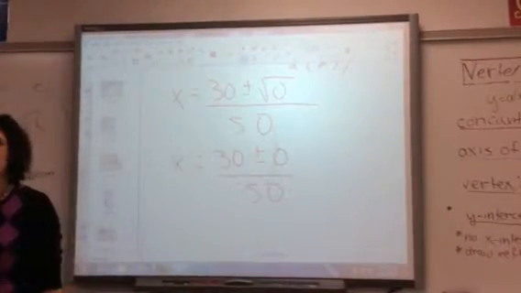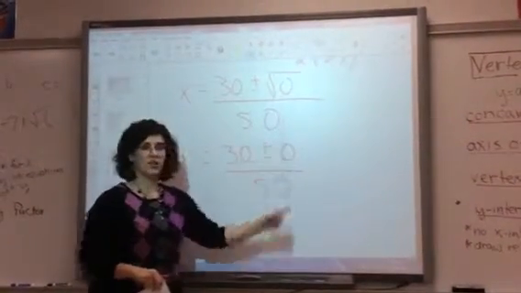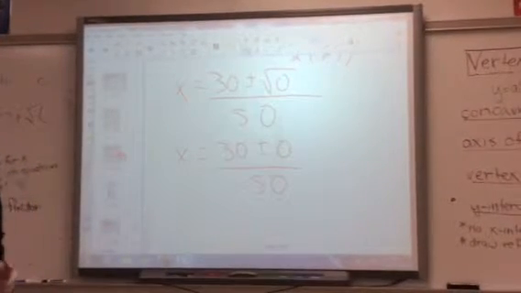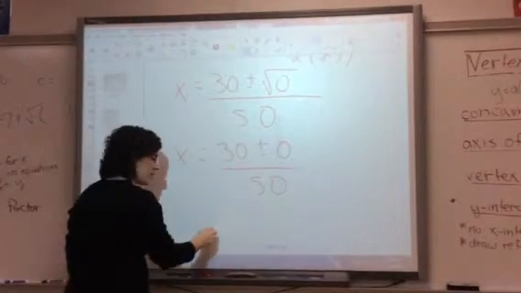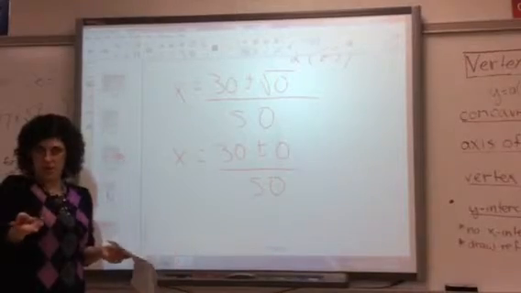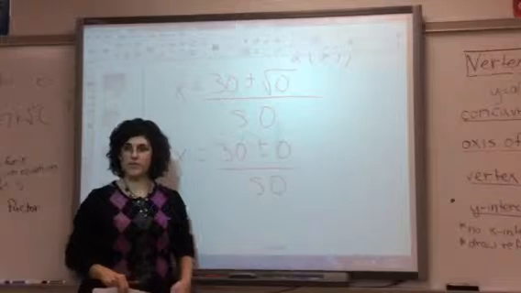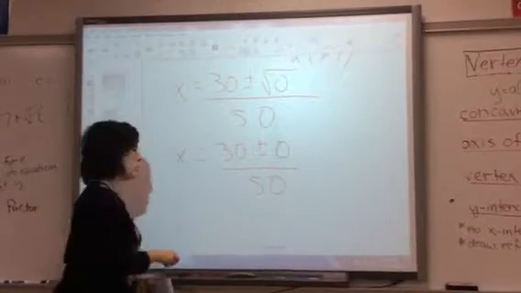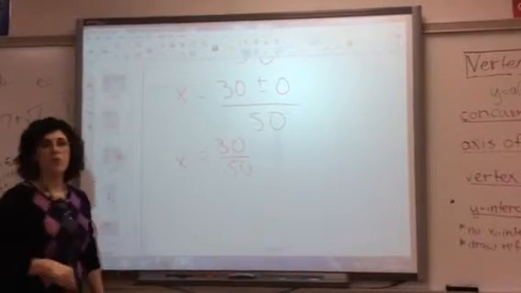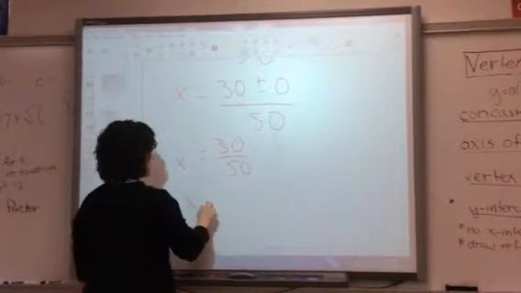You will sometimes get square roots that do simplify. Plus or minus 0. Can you really have a plus and a minus 0? No, you can't. You could split it up into two parts, a plus 0 and a minus 0, but it's still going to be the same thing. So you want to simplify this more. What is 30 plus 0 or 30 minus 0? 30. 30 over 50. What's that simplified? Okay, it simplifies to 3/5.